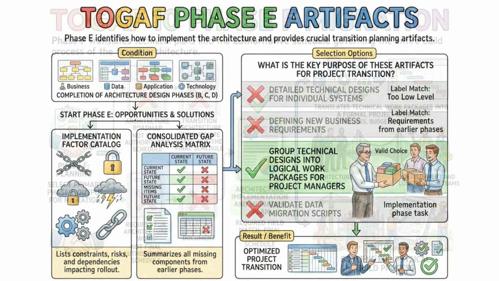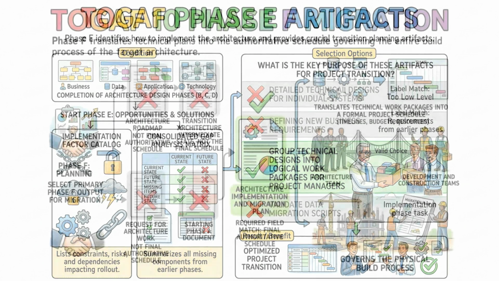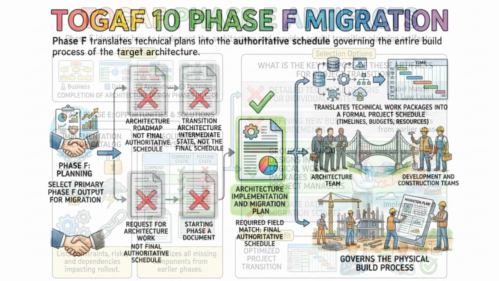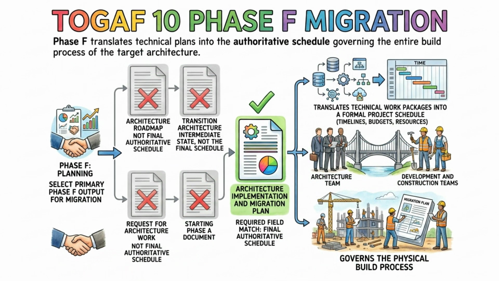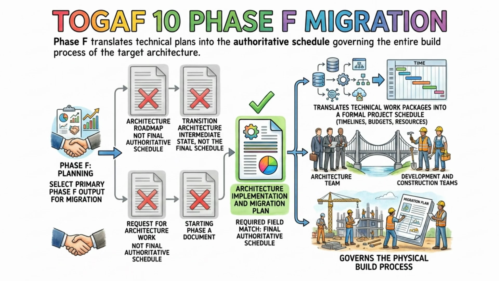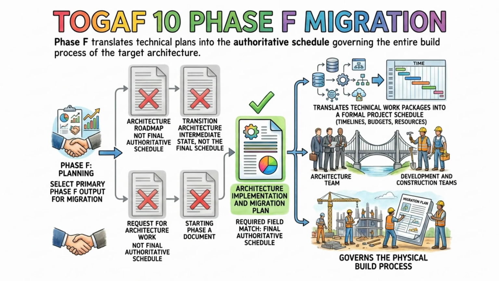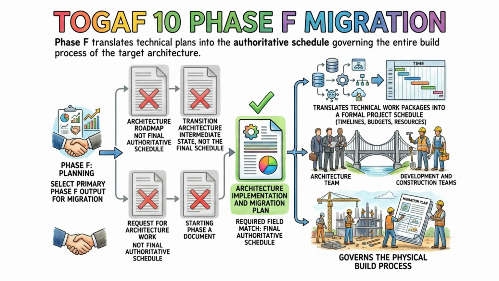In Phase F, the primary output of the content framework is the architecture implementation and migration plan. This deliverable translates all the technical work packages into a formal project schedule, complete with timelines, budgets, and resource allocations. It acts as the bridge between the architecture team and the actual software development and construction teams. Exam questions often check if you know that the migration plan is the final authoritative schedule used to govern the physical build process.